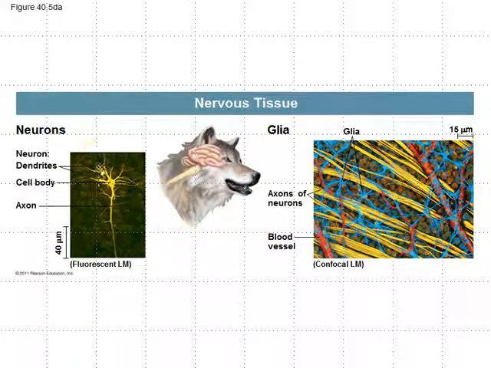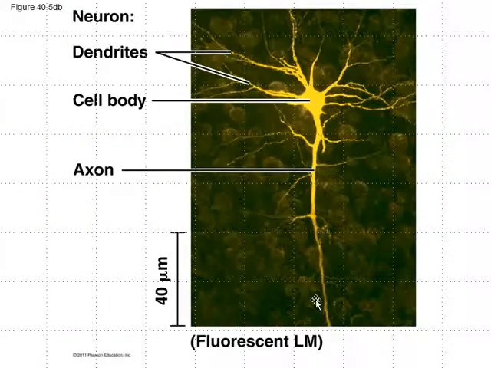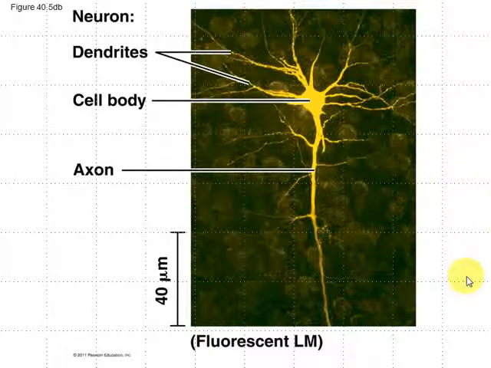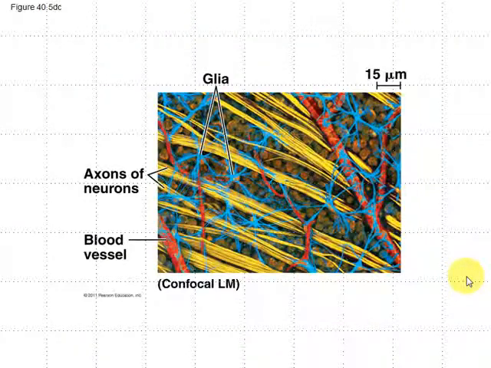Surrounding those nerve cells are glia, or glial cells, and they form the support network, providing nutrition and other materials needed for the advanced nervous system to work properly. Here's a nice shot of a single neuron with all its various parts, and then the glia that you see represented here in blue. The red is the blood vessels, and the yellow is the axons of the neurons, the tail ends of the neurons.